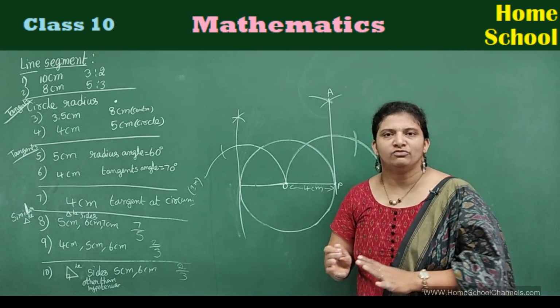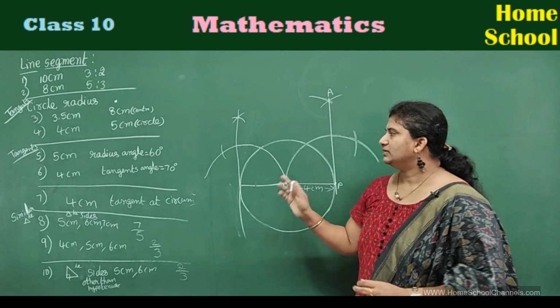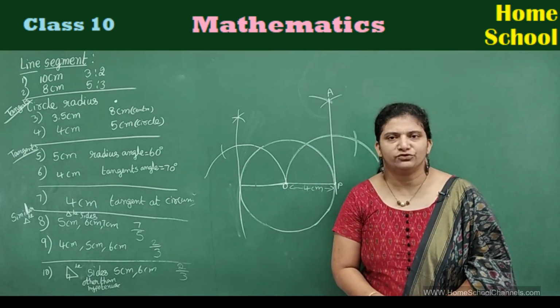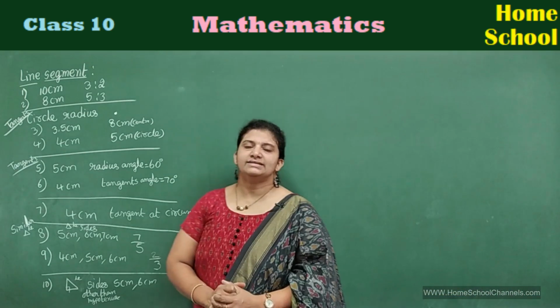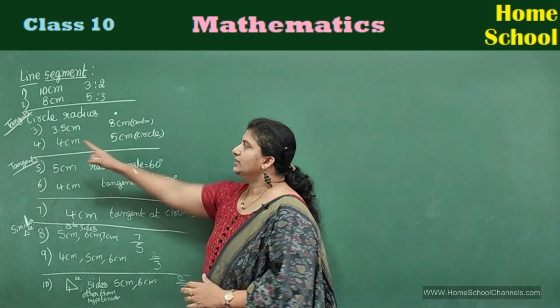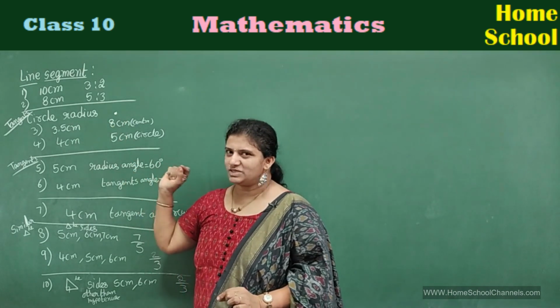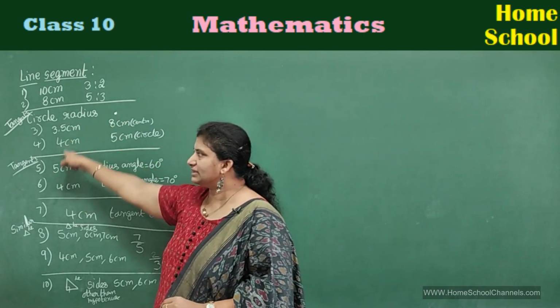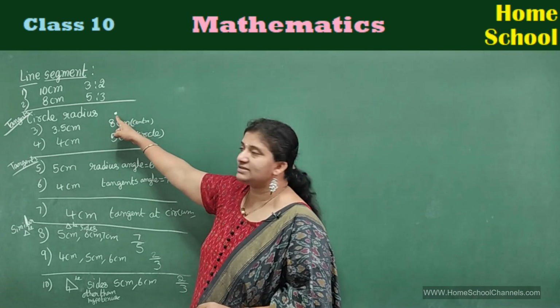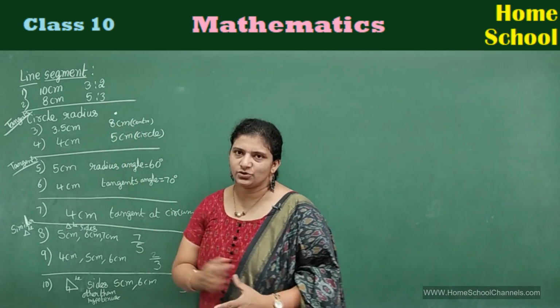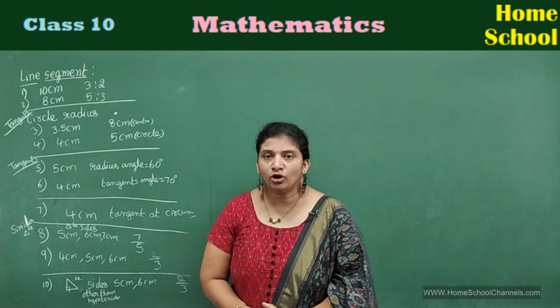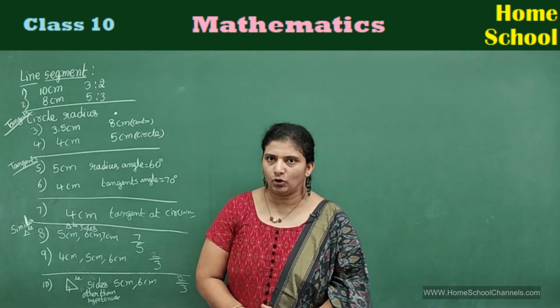Like this, you will be able to answer any type of question. These questions they may ask you for 2 marks. Let's see the next variety of problems. You can see the tangent, circle radius and point. Look here, this is the circle radius and this is the external point distance. You need to draw tangents from an external point.